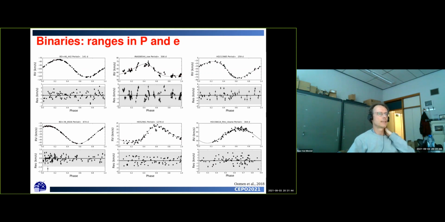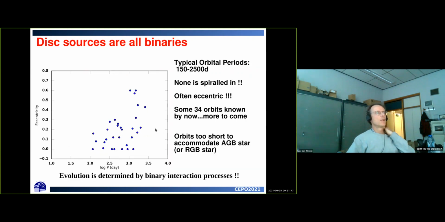a few thousand days. So the specificity is that they are eccentric, but orbits of around 150 to 2,500 days, so they certainly did not spiral in, yet they are in orbits too short to accommodate an AGB star with the same luminosity as we see them having today, with the distances we have from Gaia. Of course, there is some uncertainty with the distances, but still most of the orbits are too short to accommodate an AGB star.